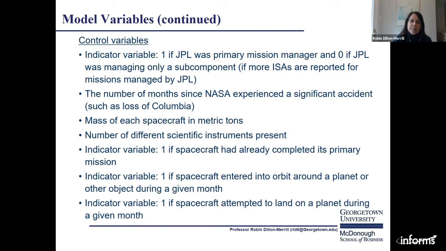certainly a lot less. We also had an indicator variable if the spacecraft was trying to enter orbit around a planet or other object during that given month, or if it was attempting to land on a planet or other object during that given month, also because those are very complex maneuvers.